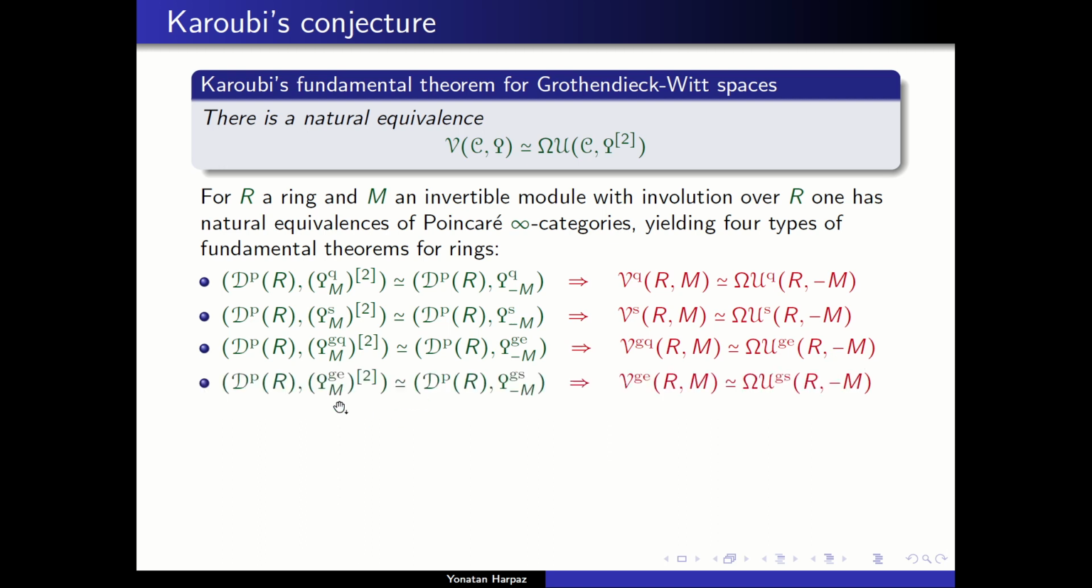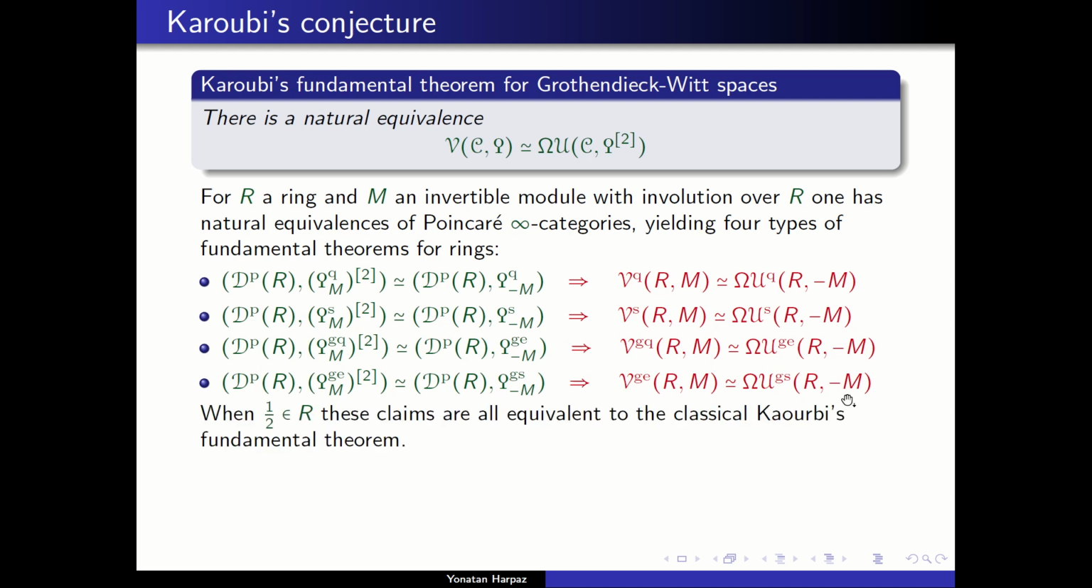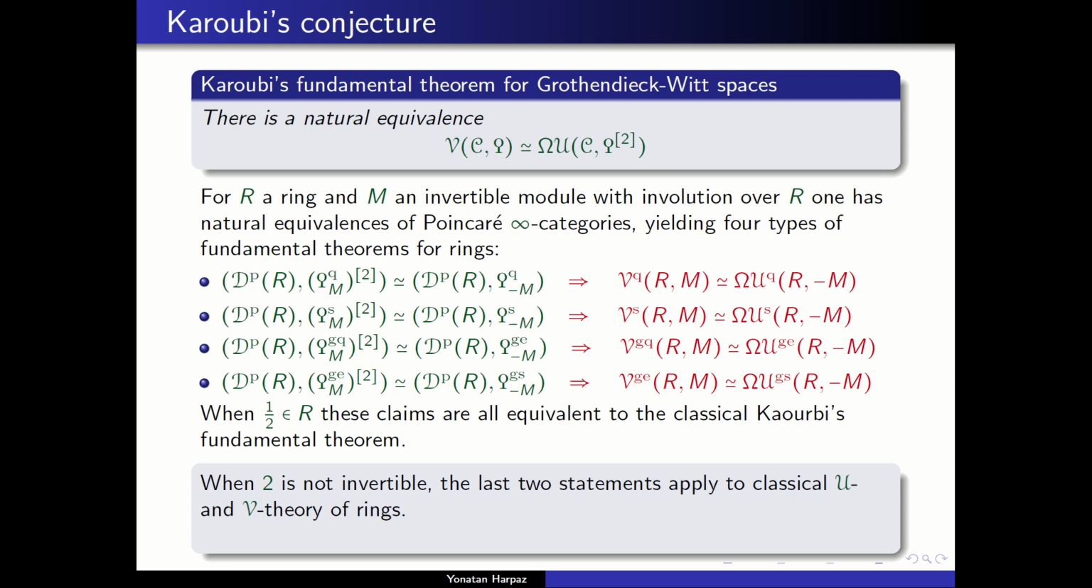And finally, if we twice shift the genuine even, then we get a Poincaré infinity category equivalent to the genuine symmetric with the sign twist. And this gives us a version of Karoubi's fundamental theorem with the genuine even V theory and the loop of the genuine symmetric U theory with the sign twist. Now, when 2 is invertible in R, all these claims are equivalent to each other and are all equivalent to the classical Karoubi's fundamental theorem.